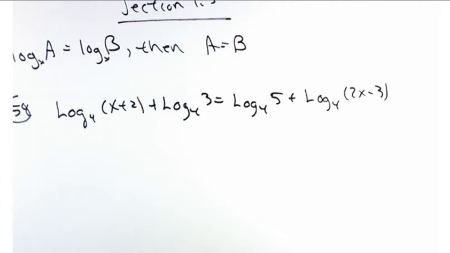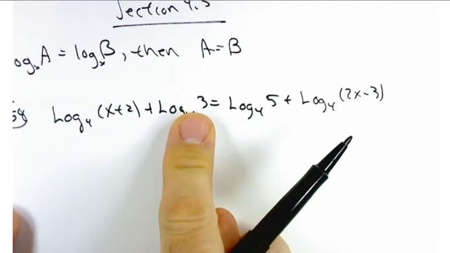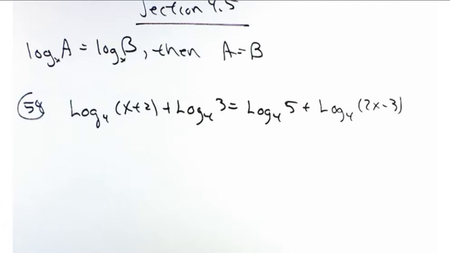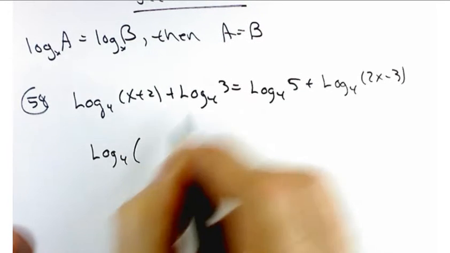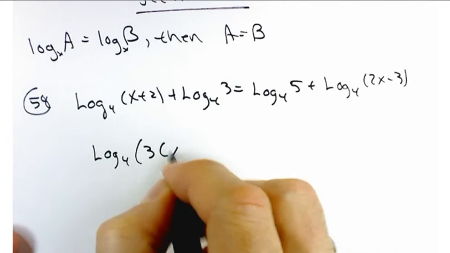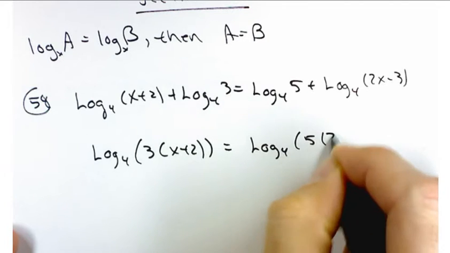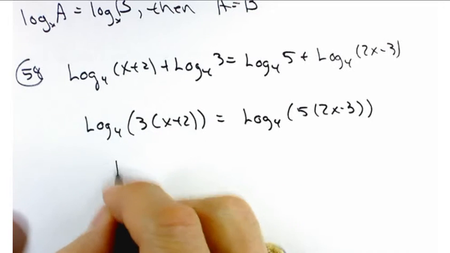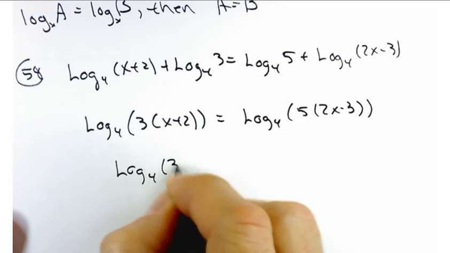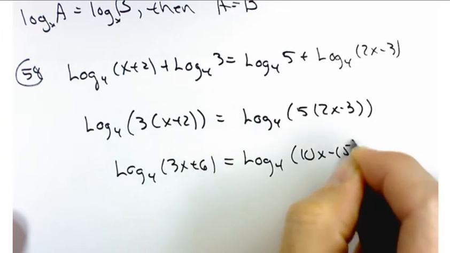So what I'll do is I'll use the properties of logarithms. The properties of logs say that when I have the sum of logs, I can combine them. How do you combine them? What do you do when you're combining the sum of two logs? Multiply. Good. So this is going to be the log base 4 of 3 times x plus 2 equals a log base 4 of 5 times 2x minus 3. And we can distribute these things inside the parentheses if you want. Log base 4 of 3x plus 6 equals a log base 4 of 10x minus 15.